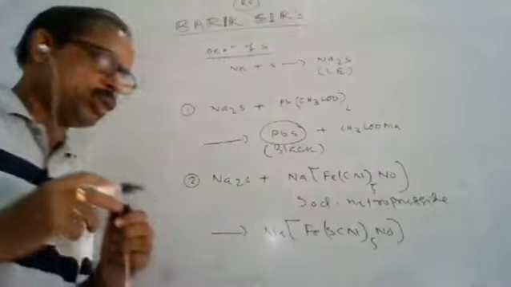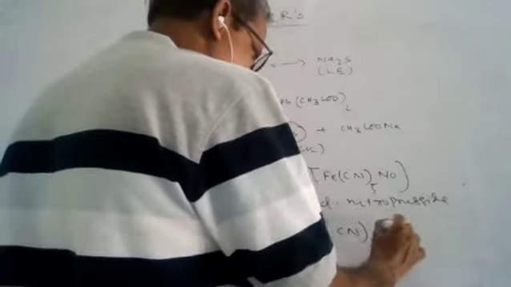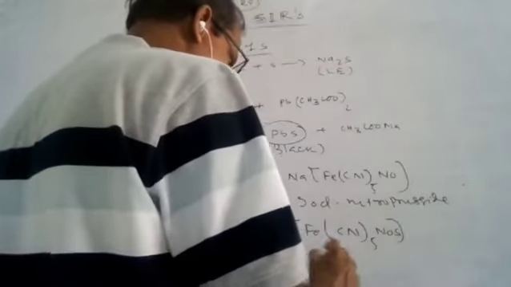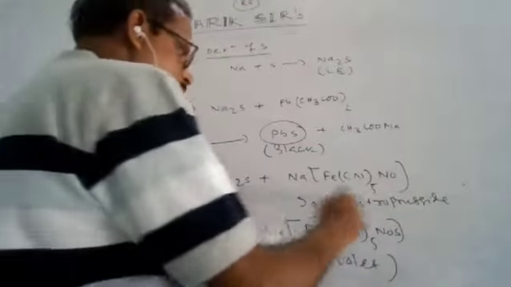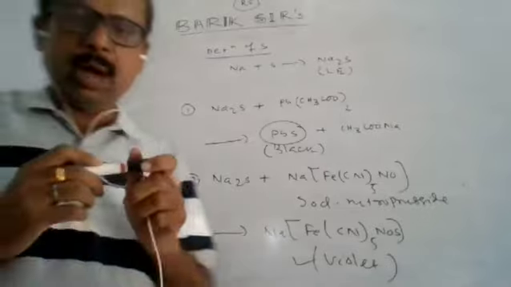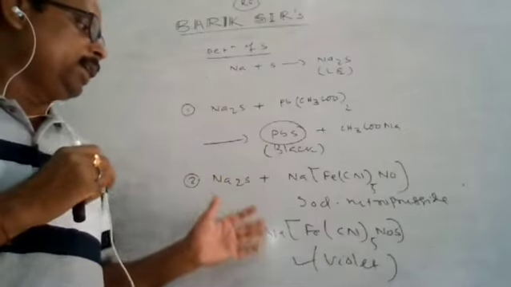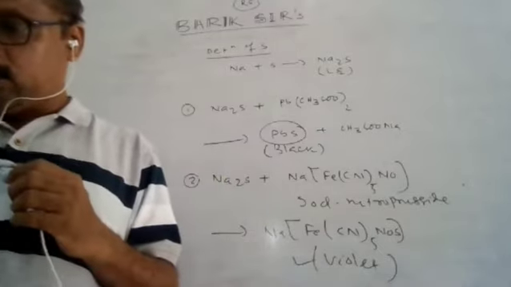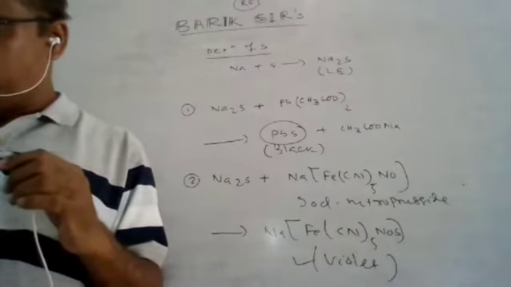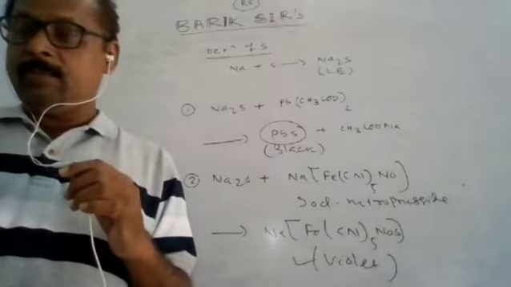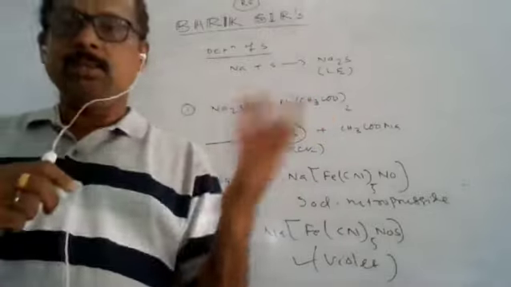This is called the sodium nitroprusside conversion, and this color is the violet color. The formation of the violet color in the sodium nitroprusside test indicates that sulfur is present in the organic compound. For the presence of sulfur there are two methods. One is the sodium nitroprusside method, where it gives the violet color. Another is the lead acetate method, which gives a black precipitate.